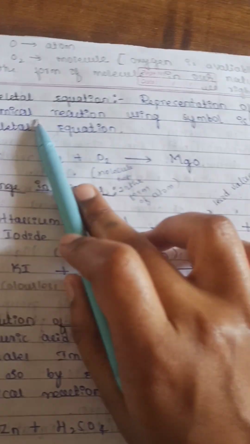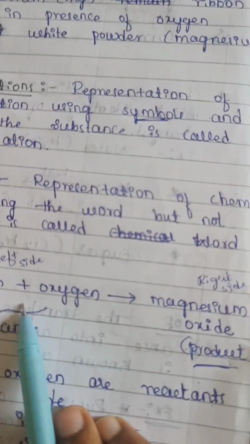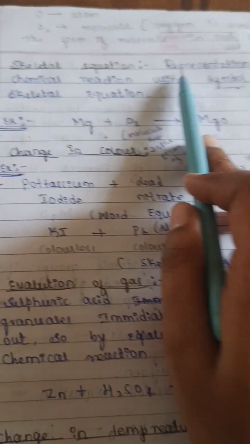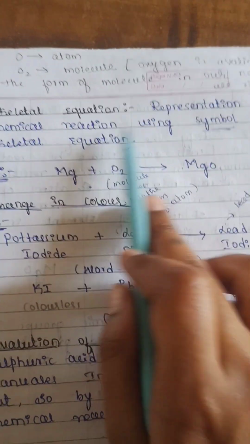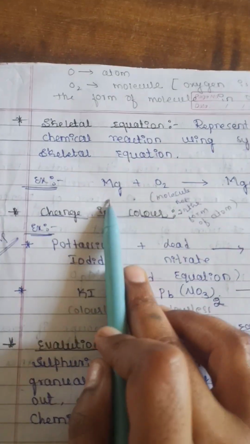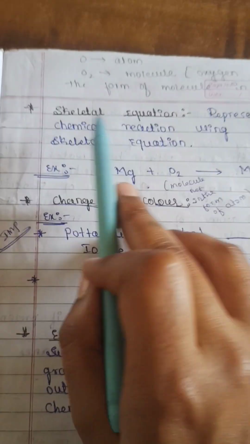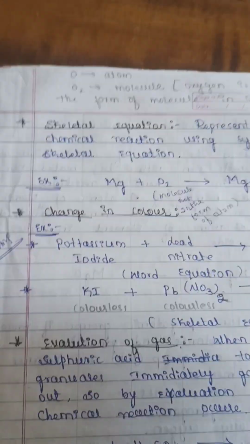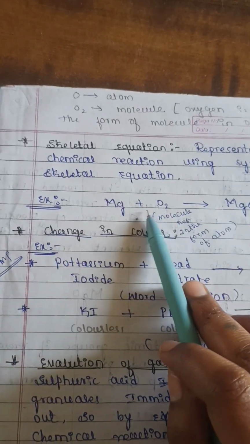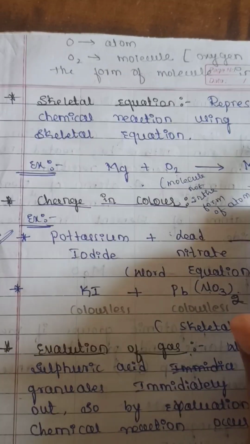Next, the skeletal equation. What does skeletal equation mean? The equation itself we represent by using symbols. That is, a representation of a chemical reaction using symbols is called a skeletal equation. See, magnesium plus oxygen gives MgO. So this is a skeletal equation. We represent the equation itself by using symbols.